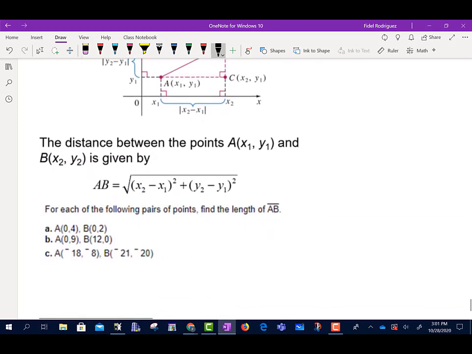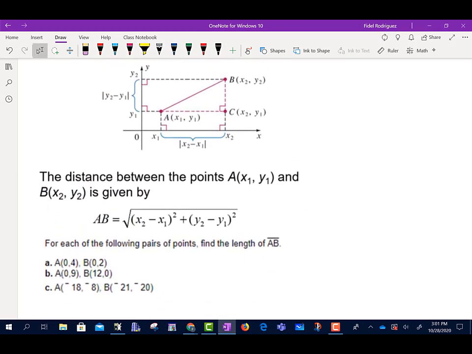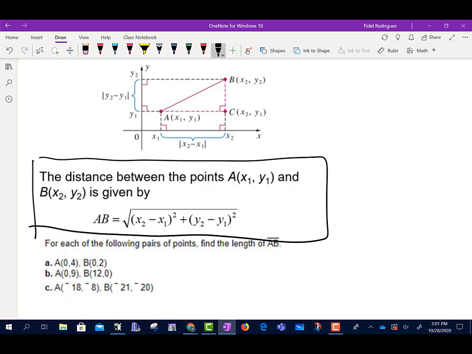So we have something now called the distance formula. And here is our distance formula. I want you to basically understand that this is an adaptation of the Pythagorean theorem. If you're trying to find the distance between these 2 points, well, if you know this distance here and you know this distance here, then that would be the hypotenuse, right?